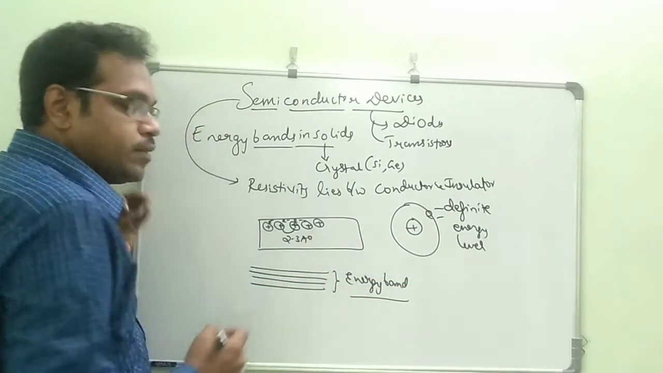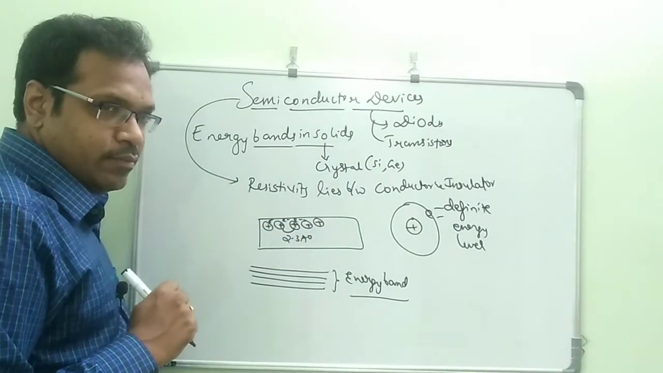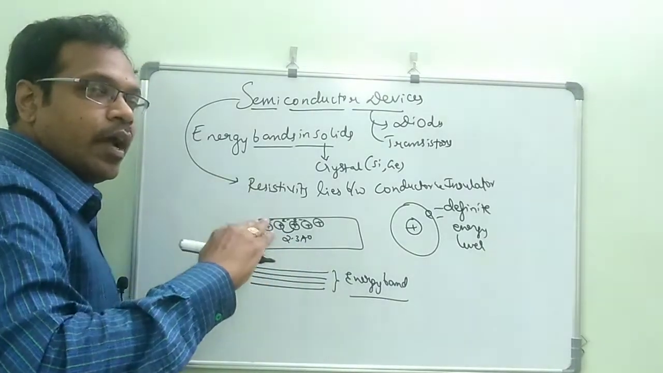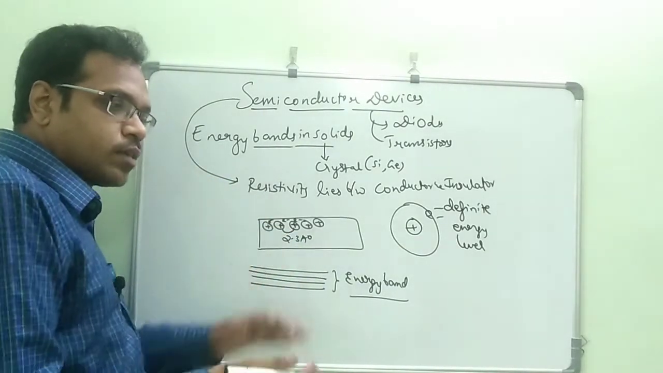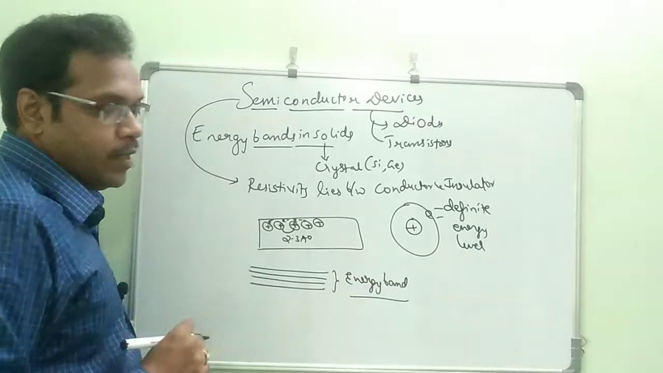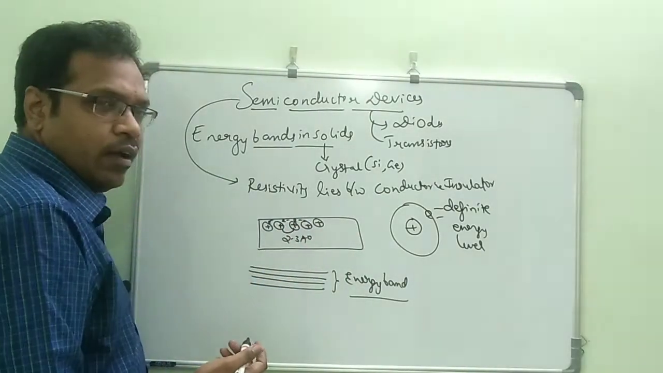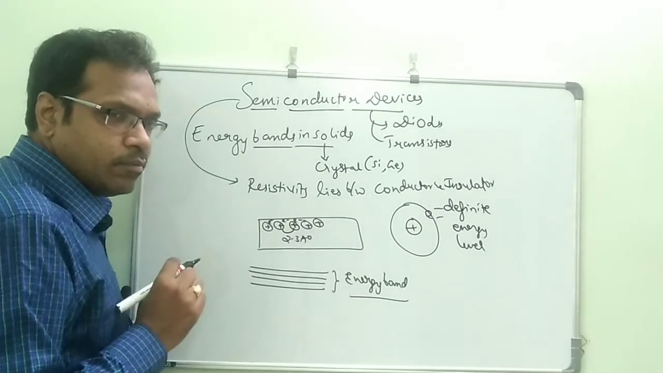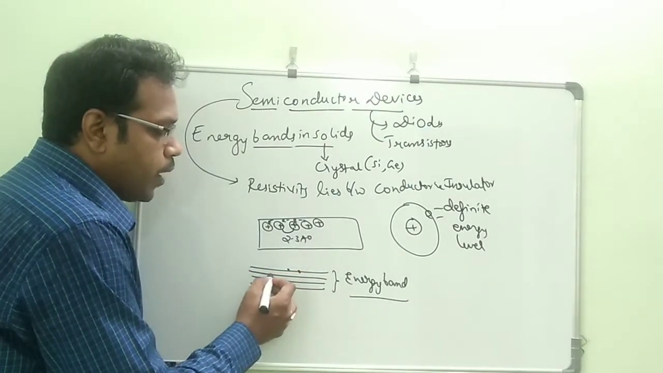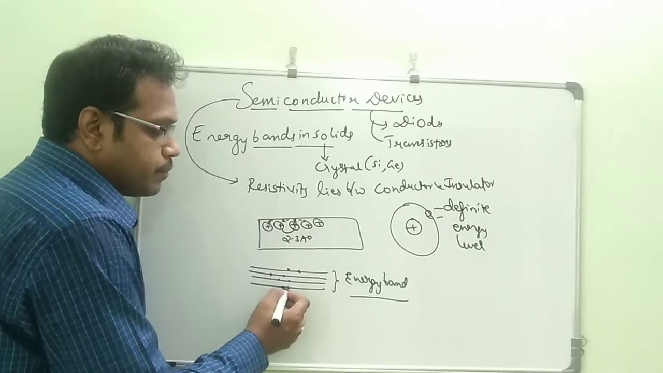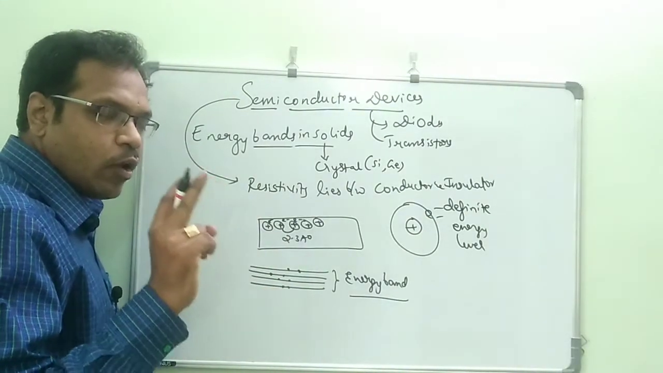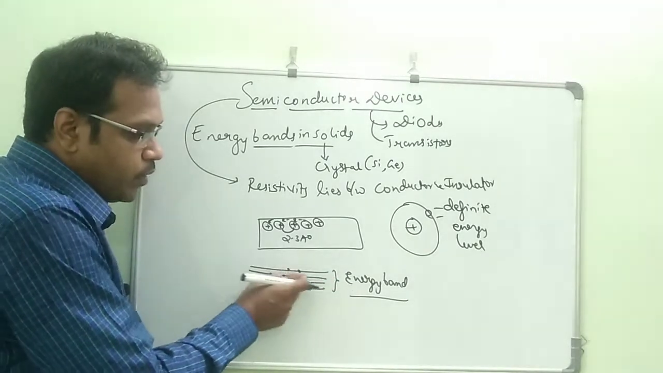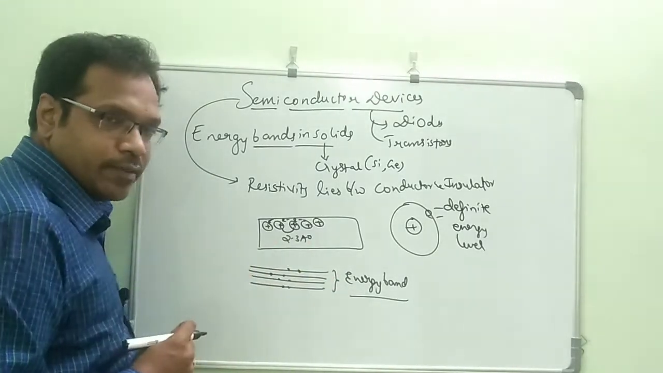So an energy band contains the energy levels of all the electrons of all the atoms. That collection of energy levels we take as an energy band. In this energy band, according to Pauli's exclusion principle from chemistry, each energy level will occupy 2 electrons. So we represent each energy level with 2 electrons, and this is called an energy band.